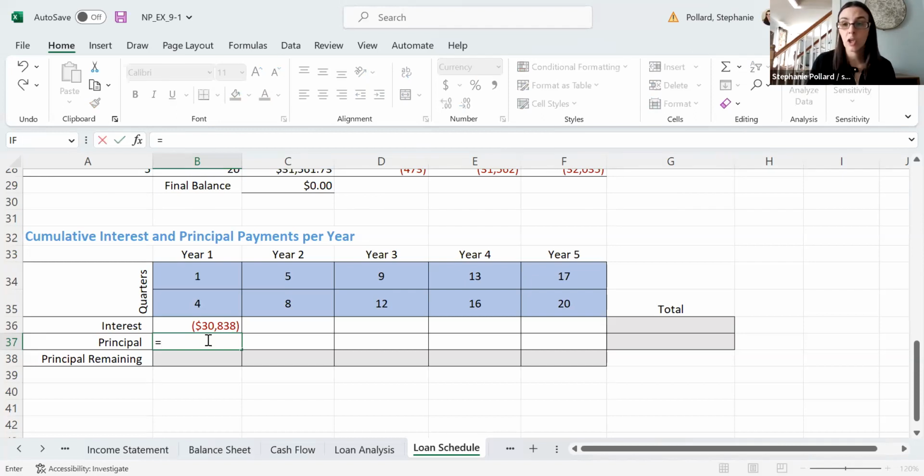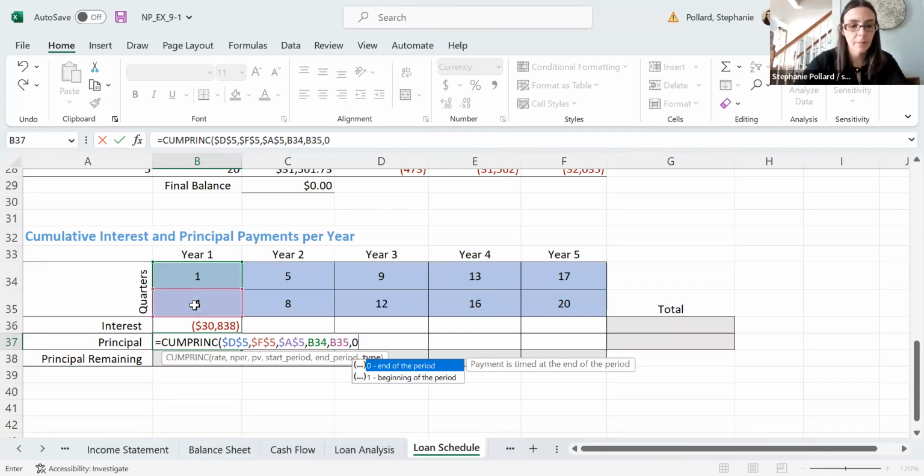I can also find the cumulative principal. So I type in CUM for cumulative, and you can see CUMPRINC right here. So cumulative principal. And it's going to be almost the same exact formula. So my rate is that 1.5%, which is up there in cell D5. I'm doing 20 payments, which is up there in cell F5. My original present value, so my original loan amount, is cell A5. I'm starting in period 1. I'm going to period 4, and then I'm going to use 0 as my default type.